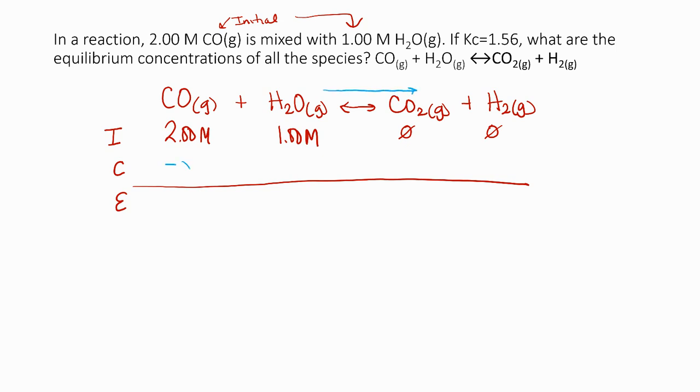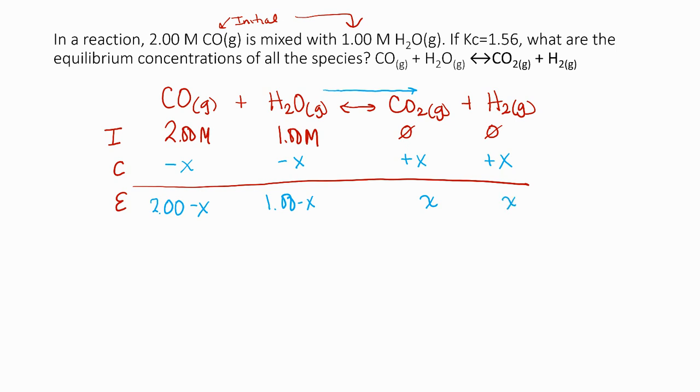So I'm going to say minus x, plus x, plus x. They're all 1 to 1. Okay, now I go look up at the question, and I'm not given any information regarding equilibrium amounts. So this is 2.00 minus x, 1.00 minus x, x, and x.